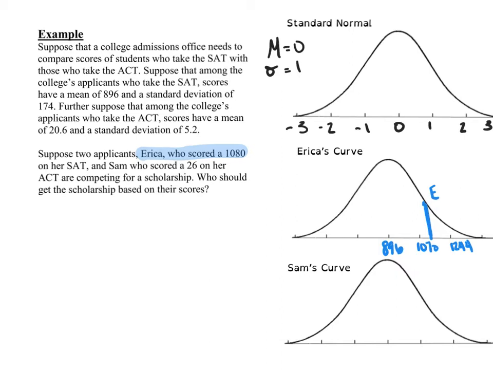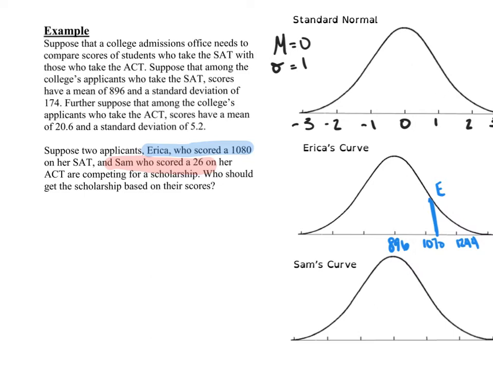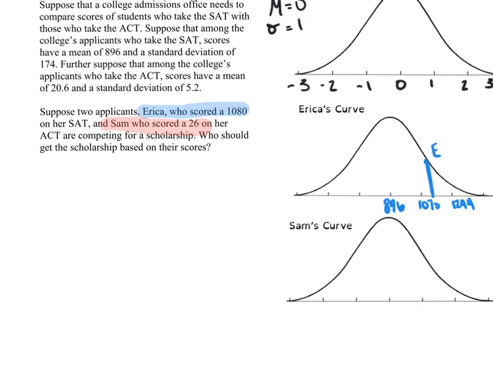Now, we need to do the exact same thing for Sam's score. It tells us that Sam scored a 26 on her ACT, and that ACT has a mean of 20.6. So we're going to label Sam's curve with a mean of 20.6. And we're going to add the standard deviation because, again, she scored better than that. She made a 26. So we're just going to add that 5.2.